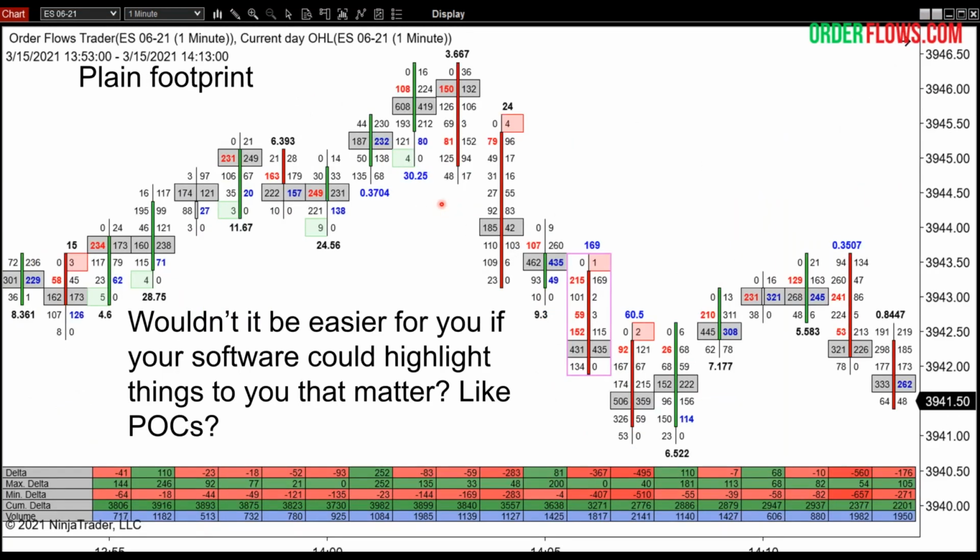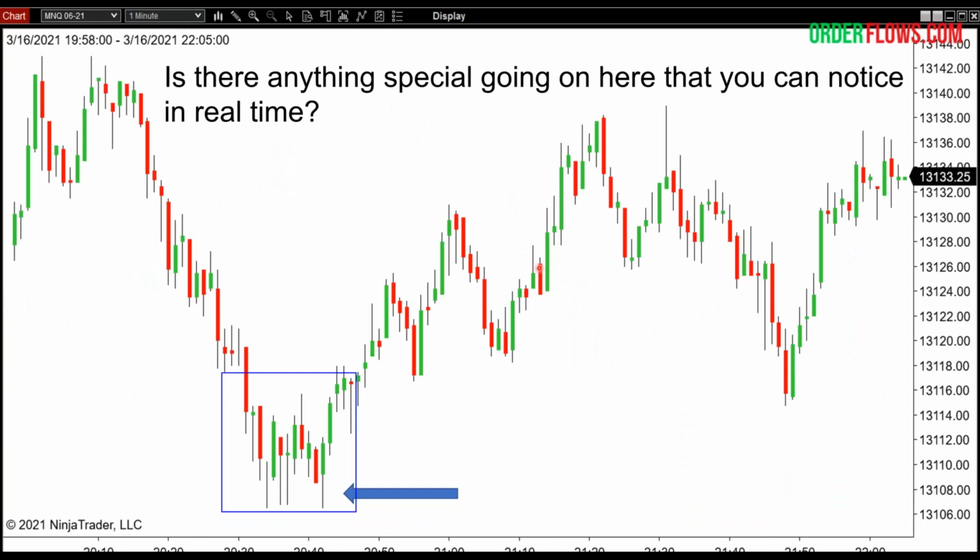And like I said, if you're using just any old software, the footprint chart, whether it's Sierra Chart or the NinjaTrader version of order flow, or there's a lot of other software out there, I can't name them all, but wouldn't it be easier if you had software that would highlight things that matter, like the points of control? Because like I said, every bar has a point of control, right? But not every point of control is going to matter. So if you're doing it on your own, you can sort of figure it out. You'd have to look at a lot of charts to understand what's going on. But if you have software that's going to highlight it to you, it's just going to put you ahead of everybody.